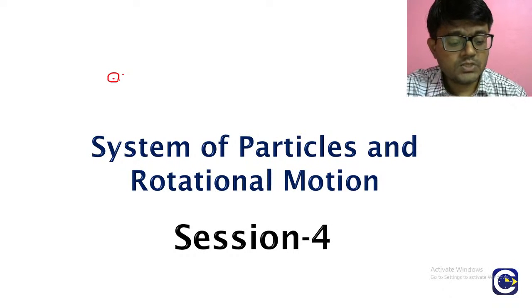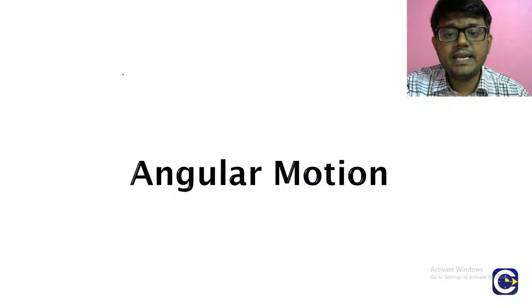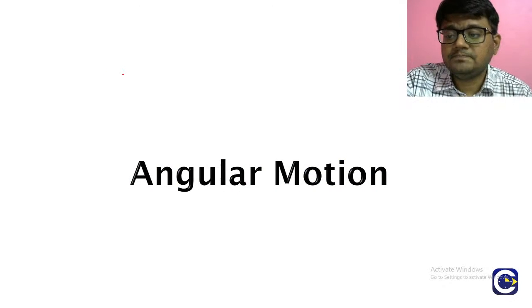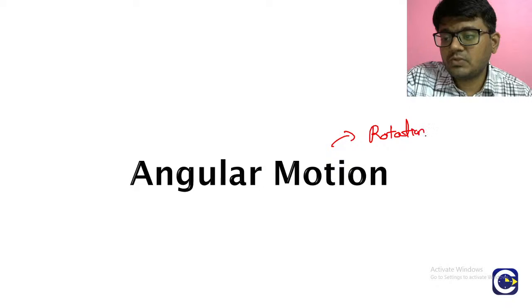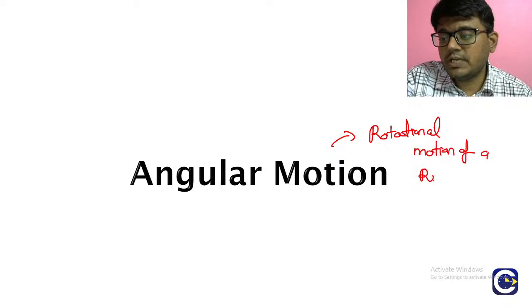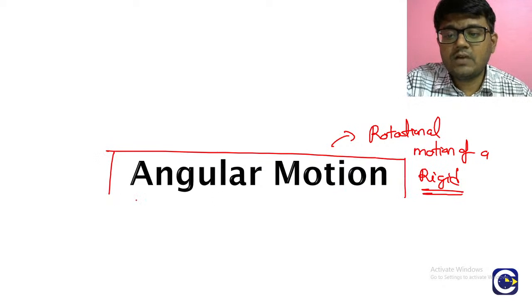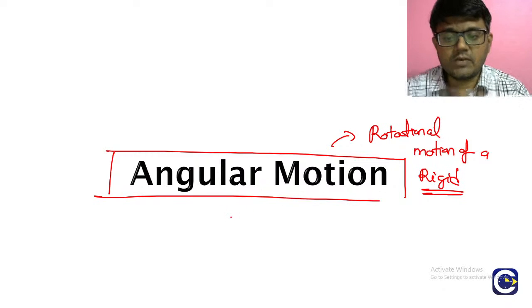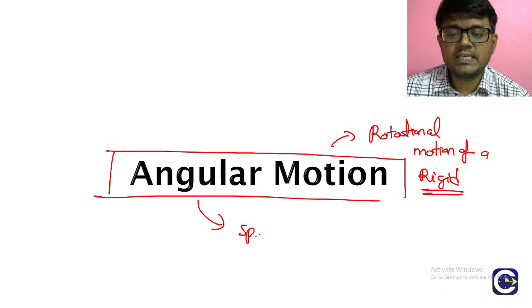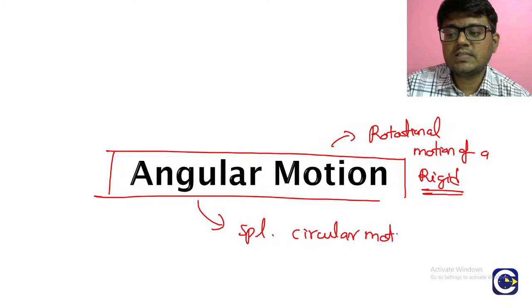So let us understand the basic idea of angular motion, since to understand the rotational motion of a rigid body, the basic understanding of angular motion will be required. Circular motion is a special case of angular motion.